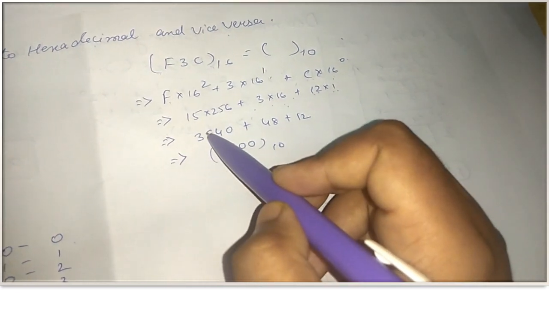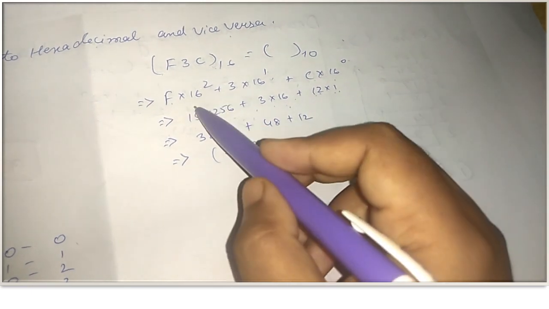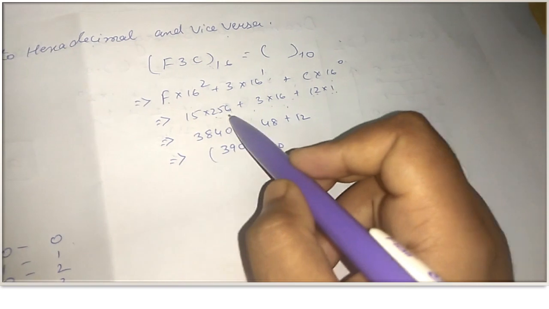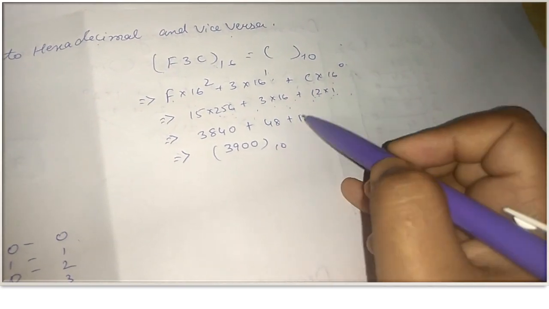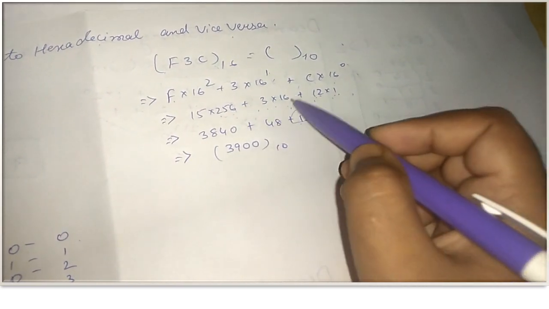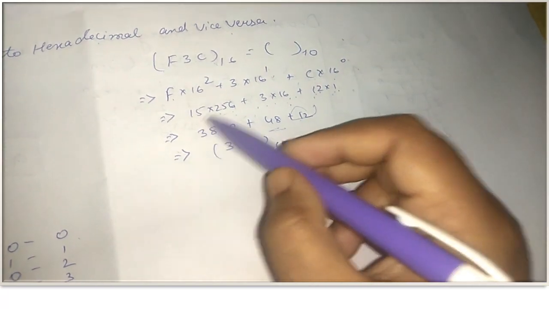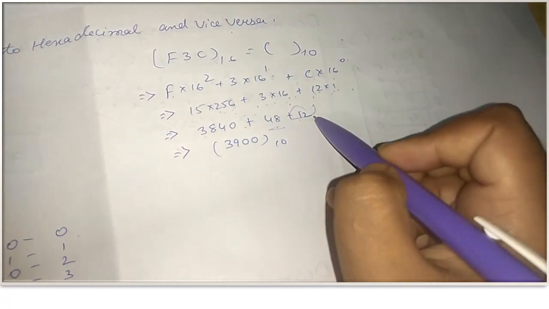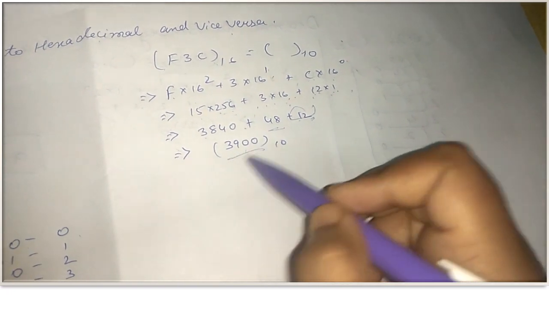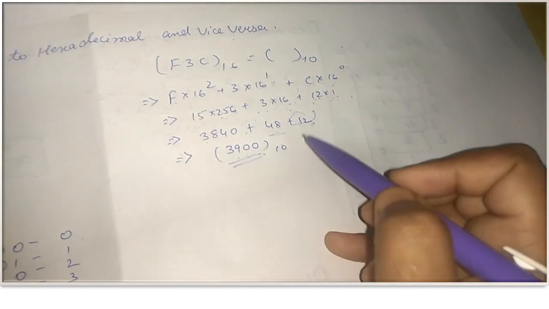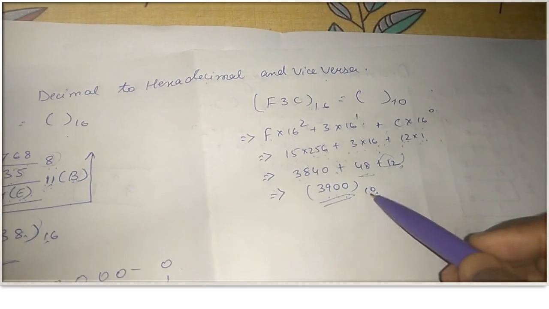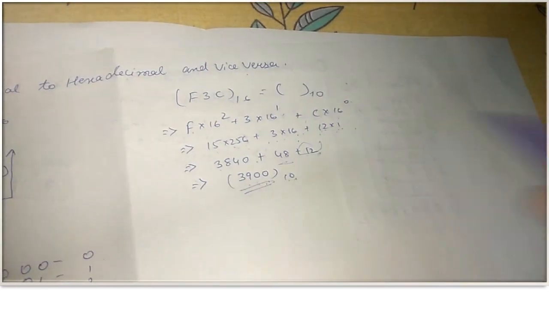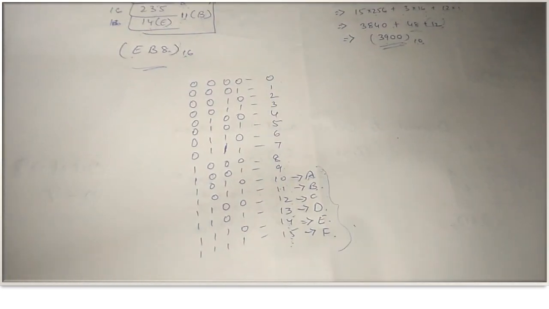F is denoted as 15. So 15 into 256. 16 raised to 2 means 16 into 16. What is the answer? 256. Okay. So 12 into 1 we get what? 12. Next 3 into 16 we get what? 48. And 15 into 256 we get what? 3840. Just add up all these numbers and we get the output as 3900. And this is the final conversion of hexadecimal to decimal. Okay. Thank you, students.